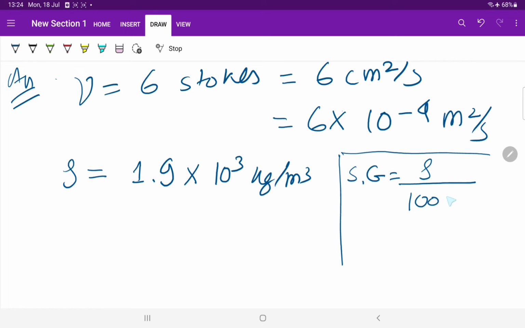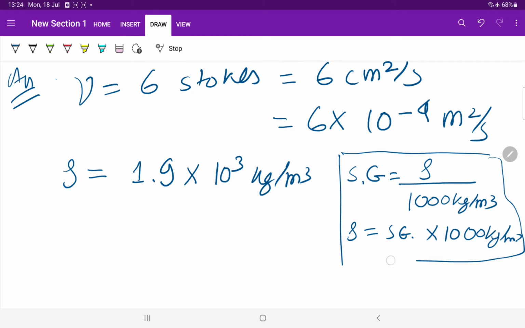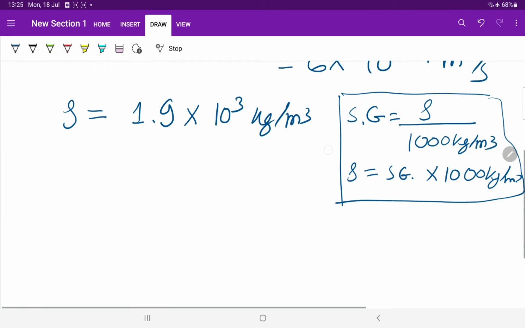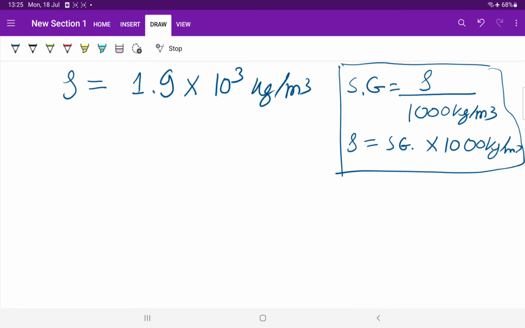So the density of water is 1000 kg per meter cube, right? So what will be the rho? Rho will be specific gravity into your density of water. So like that you get the density of liquid. Whatever the specific gravity is given, just multiply into 10 to the power 3, you will get the density of the liquid. That is a very simple explanation, as simple as it can get.